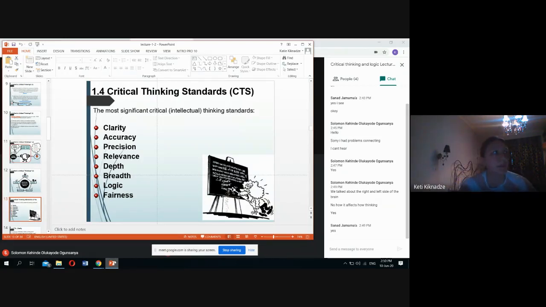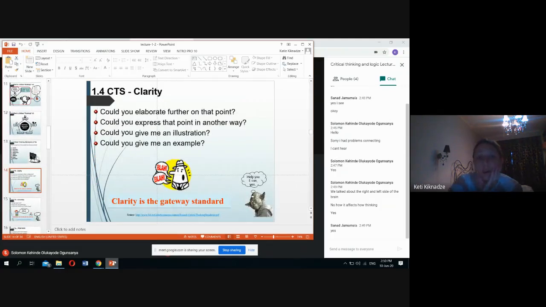So, basically, what it means, the standards for critical thinking, is that it needs to be clear, accurate, precise, relevant, logical, fair, broad, and deep. Okay. Don't worry too much about this right now because we will talk about this in more detail. Okay. So, what do we mean by clarity?